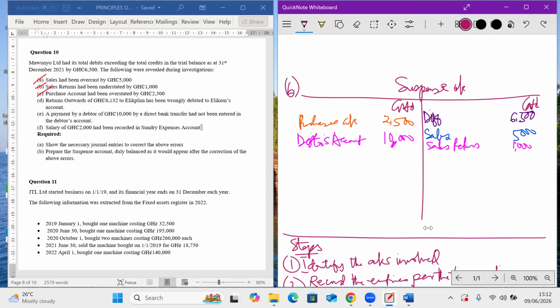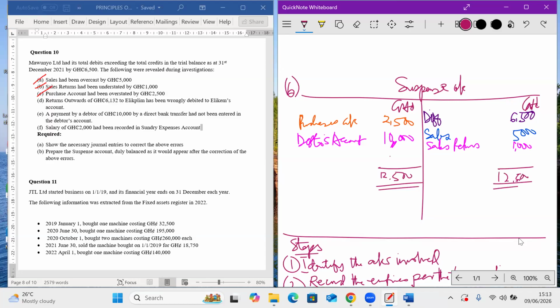Now let us close off our suspense account. So let me leave a space here, a space there, in the event of any balances, I'll record. There are two sides. Which one of them has higher value? Or they are the same? The debit side has 12,500, right? The credit side, they are the same. So here it has balanced.